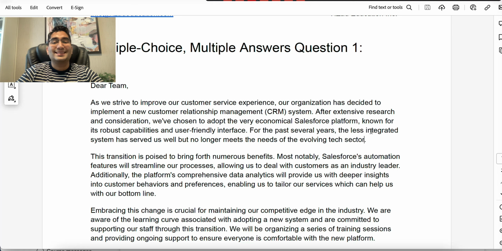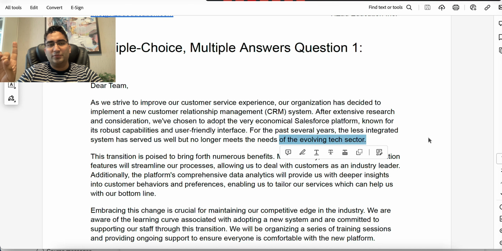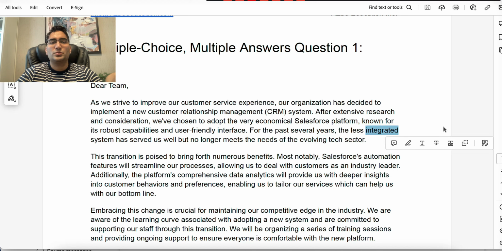For the past several years, the less integrated system, so that's a key there. Remember, we're trying to figure out something about the current system. So it's less integrated, okay, has served us well, but no longer meets the needs of the evolving tech sector. So the tech sector is evolving, which means it's modern, and the old system cannot help us, okay? It's also less integrated, but don't just go for this word because it's hard to find the exact words. Let's try to paraphrase it. Maybe it means it doesn't connect well with other apps, or it lacks connections between people or teams.